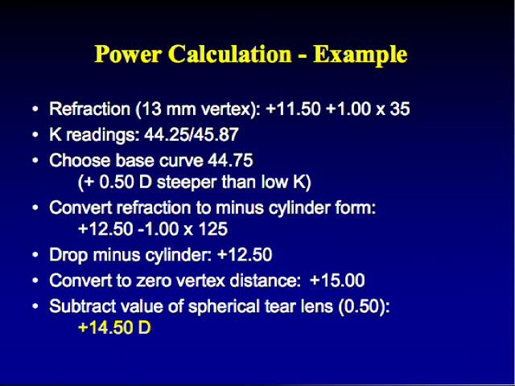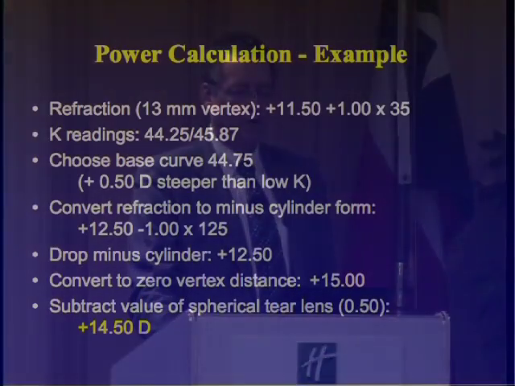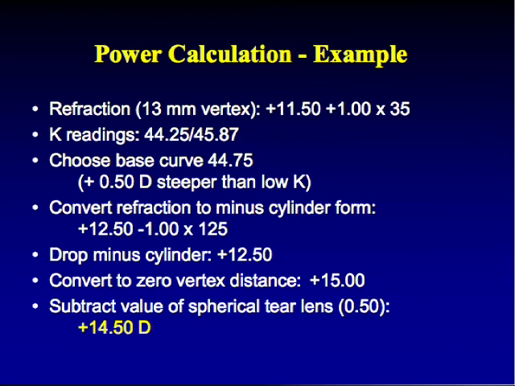No, because that's at 13 millimeter vertex distance. We need to convert to zero vertex distance, so we take a reciprocal of 12.5. That gives us a number. We subtract 13 from that. We take the reciprocal of the new number. The reciprocal of the new number is 15. So is that the power that you grind into the front of the contact lens? Not quite, because remember we vaulted a half diopter over the cornea, so we've got to take a half diopter off of what's ground into the front of the lens, but it'll be a 14.5 diopter, 44.75 base curve lens.